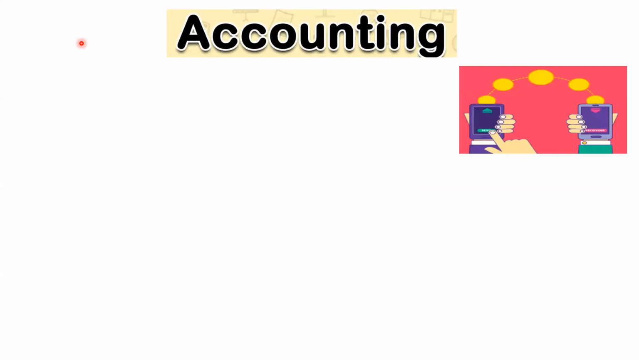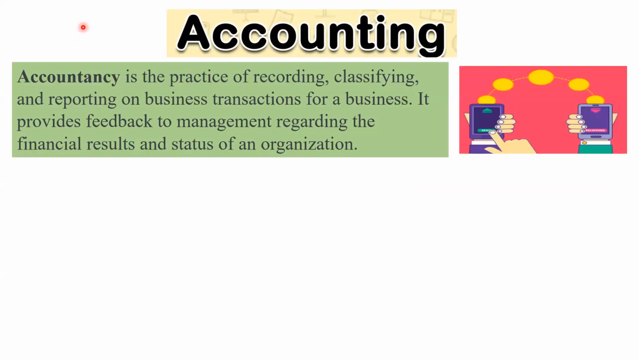So what do you mean by accounting? What is accounting? Already we have seen, right? Accounting or accountancy is the practice of recording, classifying, and reporting on business transactions for a business. That means we need to observe and we need to record it. What do you mean by recording? Recording means you'll get a bill, right? Once you go to the shop and buy a biscuit pack, the shopman is going to give you the bill. That is called a receipt, or it is also called an invoice. That means we need to see that and write the account in the books.